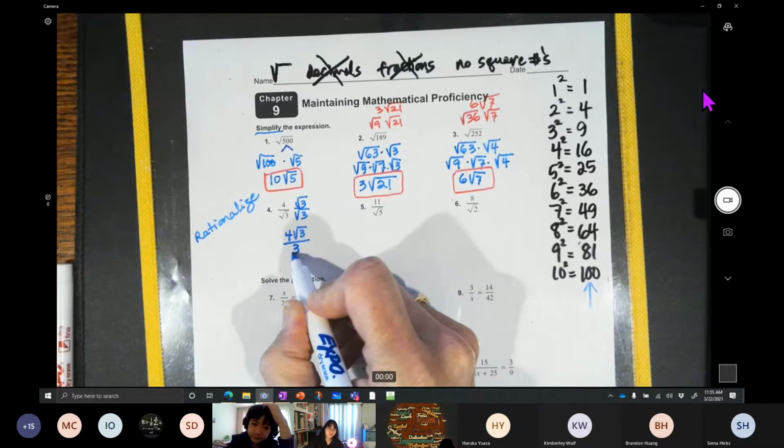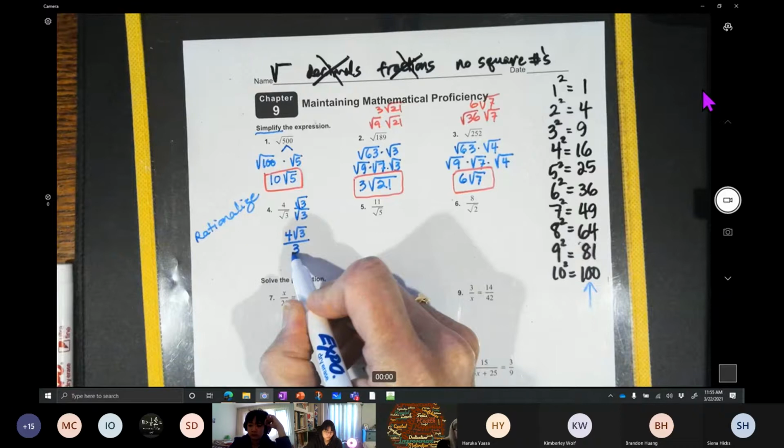For number 5, same thing. I'm going to rationalize the root of 5, and I'm going to multiply the whole thing by the equivalent of 1. So on the top, I get 11 root 5. And then the bottom I get 5. And that's it. There's nothing more than that.